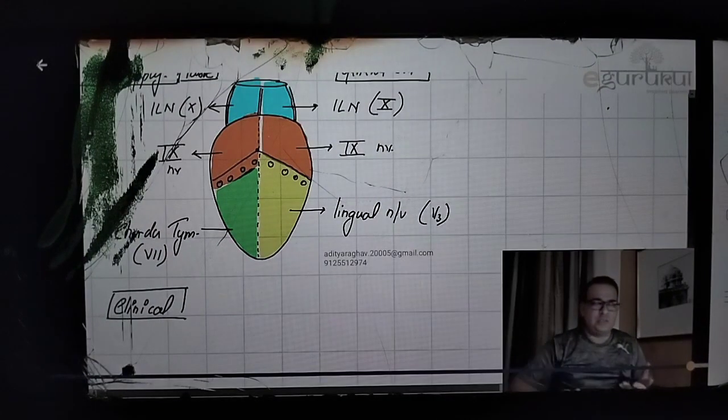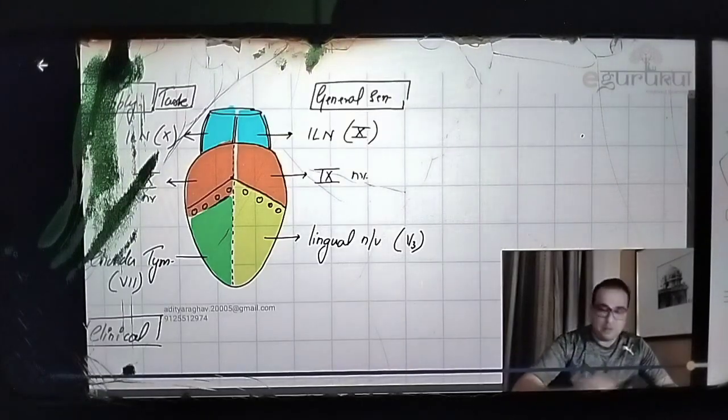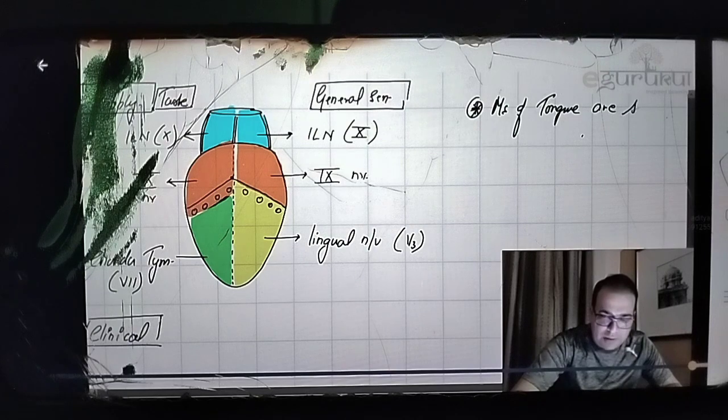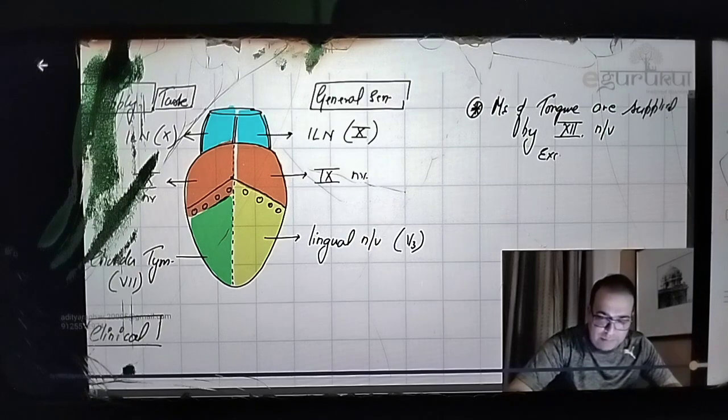I don't know if I told you this thing in the cranial nerves also. If not, let me tell you here that this is about the sensation. What about the motor supply? Muscles. Although you know it, but let me write it so you don't forget: muscles of tongue are supplied by what nerve? They are supplied by hypoglossal nerve. They are supplied by hypoglossal nerve except one. There is always an exception. Except which one? Palatoglossus.